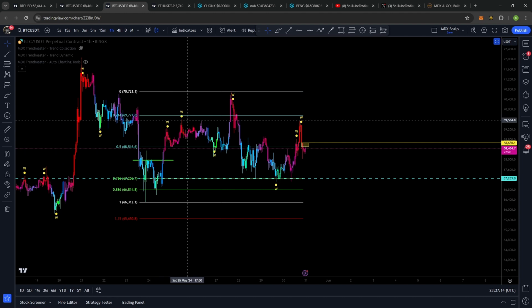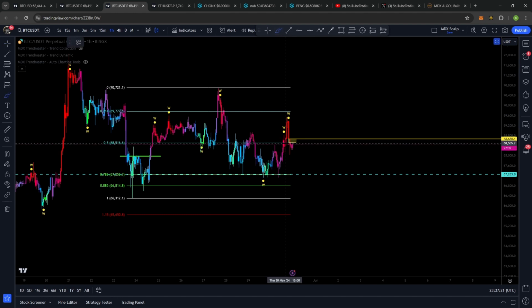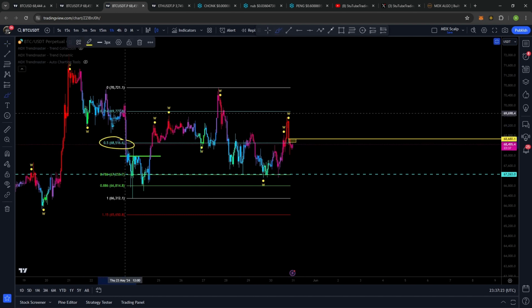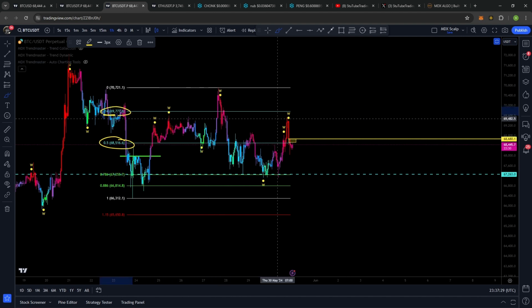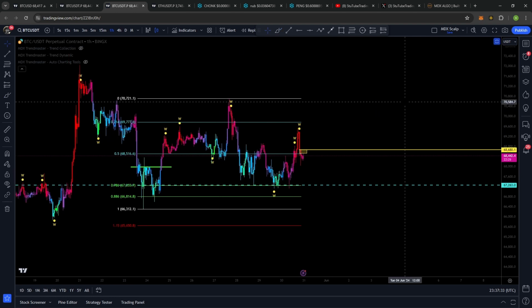So after that structure break, getting that pullback to that fib pocket, that's why I ended up taking that long. TP1, again, the 0.5 fib. Got very close to my second TP, so I actually ended up closing the rest of it when we lost structure on a shorter time frame. I believe it was the 5 minute I was looking at the time. So I'm not actually in this long anymore.